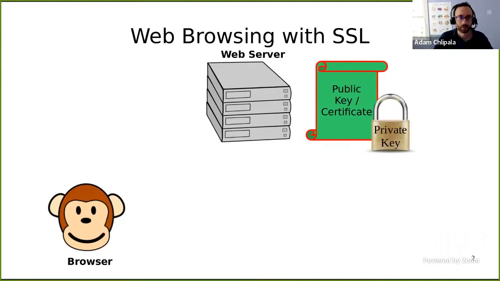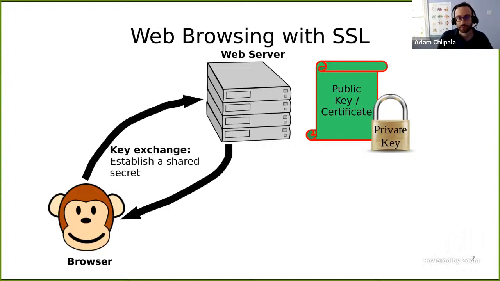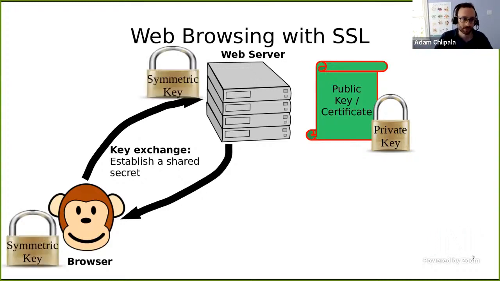So let's talk about how secure web browsing works. So your web browser wants to talk to a web server. The web server has a cryptographic public and private key, along with the certificate saying whoever knows this private key is the following entity. And the browser, to start talking to the server, goes through what's called the key exchange protocol to establish a shared secret. Afterwards, there's a symmetric key known only to these two parties.